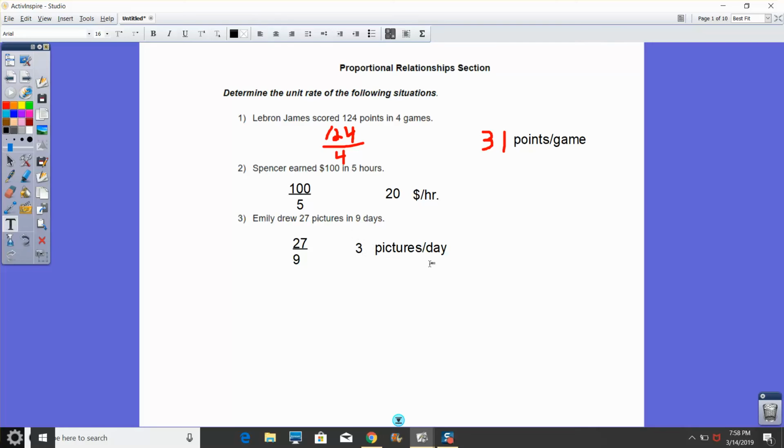Unit rate basically is just taking the first quantity that's described, which usually is a dependent variable of some sort, and then dividing it by how many instances of that variable occurred. So in each of these 3 situations, points per game, dollars per hour, and pictures per day would be the units of those unit rates.